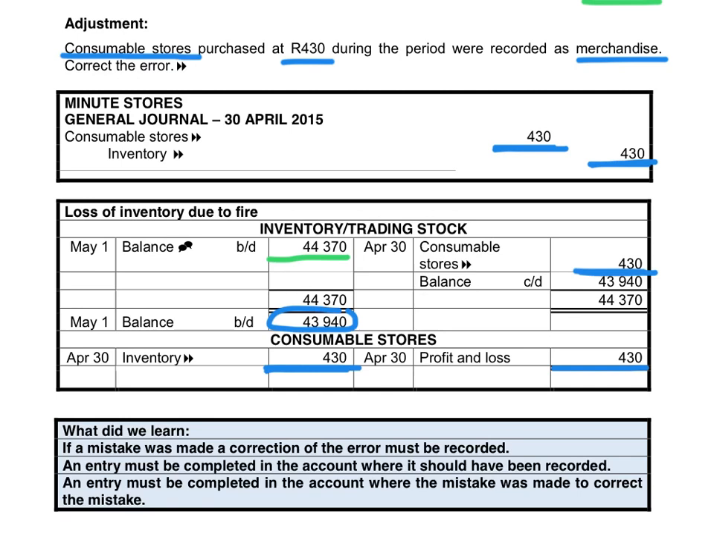So what did we learn today? If a mistake was made, a correction must be completed. An entry must be completed in the account where it was supposed to be. So you must go and complete it in the consumable stores account because that is where it was supposed to be. Then an entry must be completed in the account where a mistake was made to correct the mistake. So because we made a mistake in the inventory account, I have to go and take it out on the credit side of the inventory account.